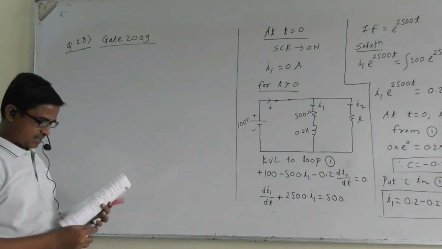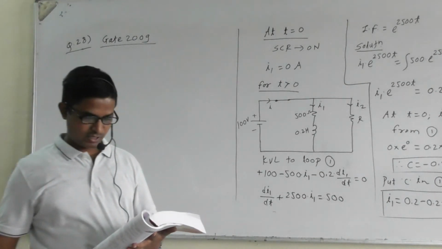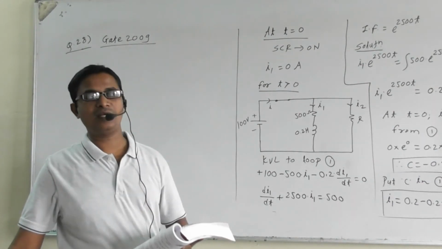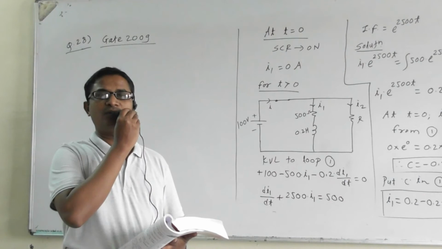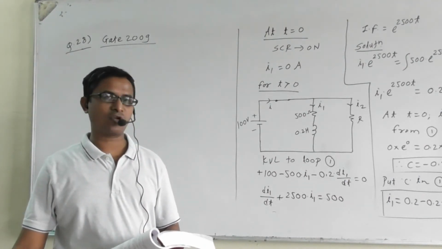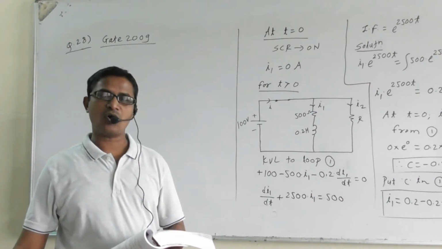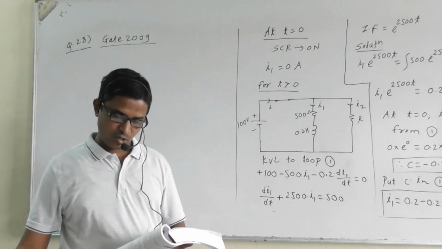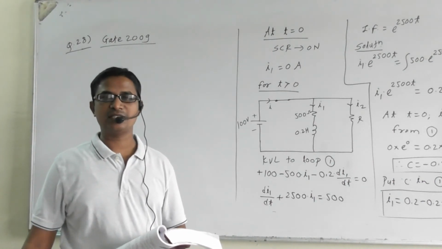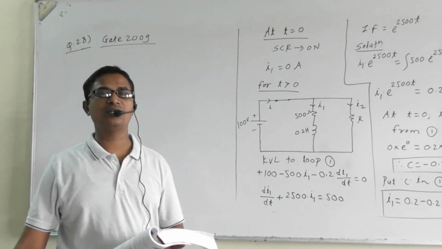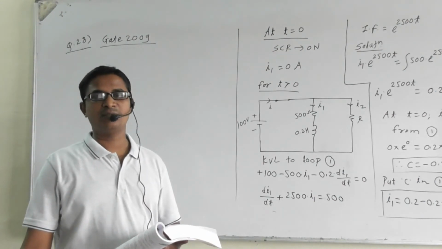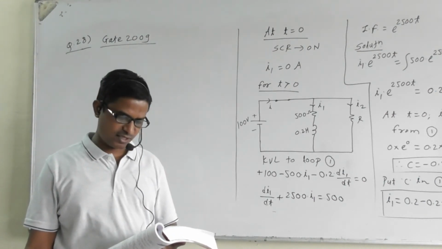SCR is considered to be a semi-controlled device. Why is the SCR known as semi-controlled? They have given 4 options. Option A: it can be turned off but not on with a gate pulse. Is it correct? No. SCR can be turned on by the gate pulse, but it cannot be turned off. So option A is wrong.